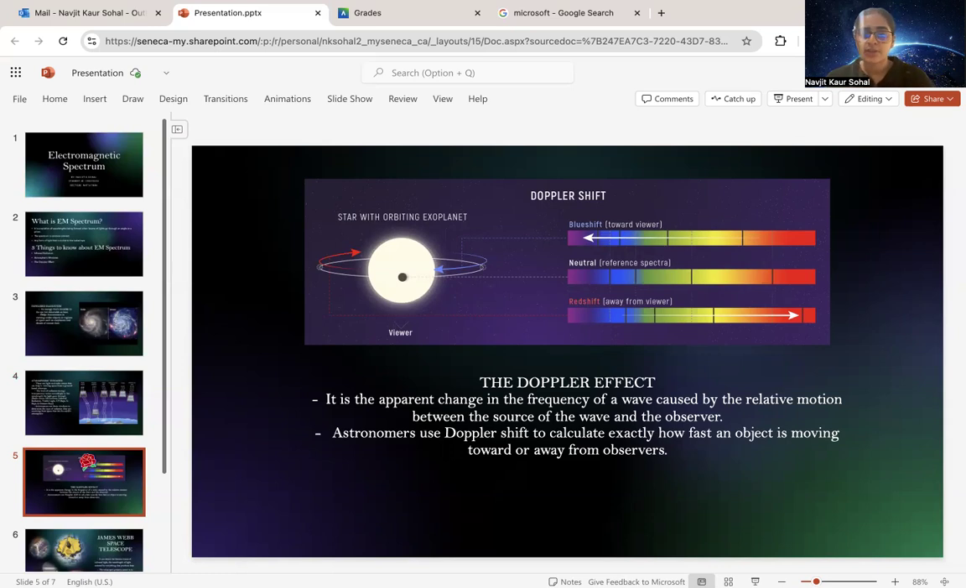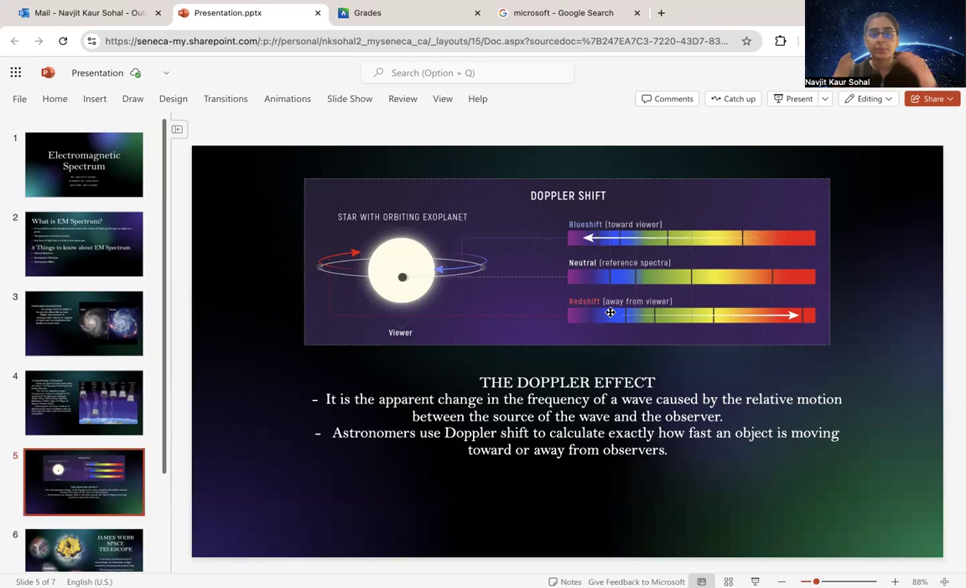So as you can see in the picture, a blue shift means towards the viewer. If it's a blue shift, then it means it's actually very nearby the viewer or the observer. If it's neutral, then it's at an average level. However, if it's a red shift, then it's very far from the viewer.